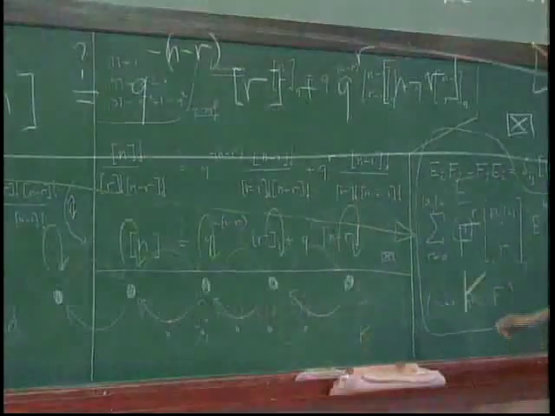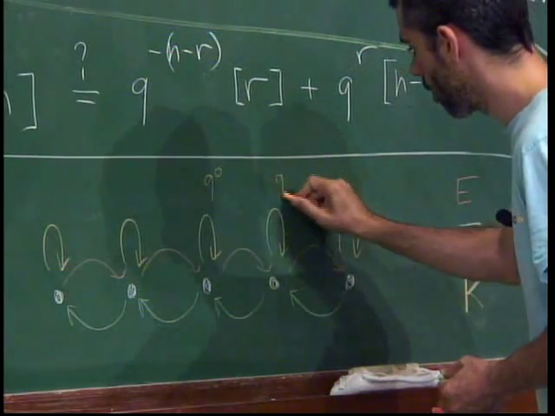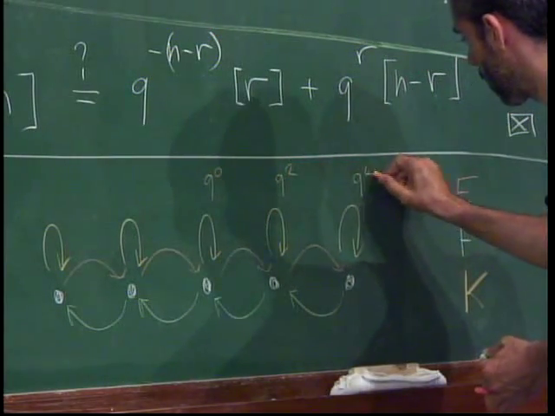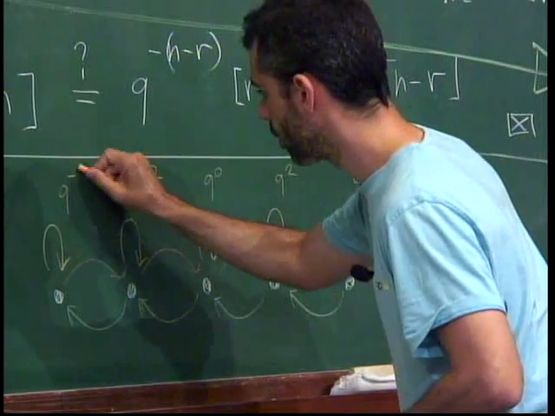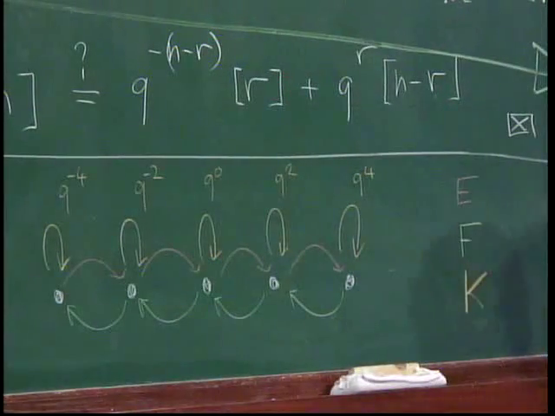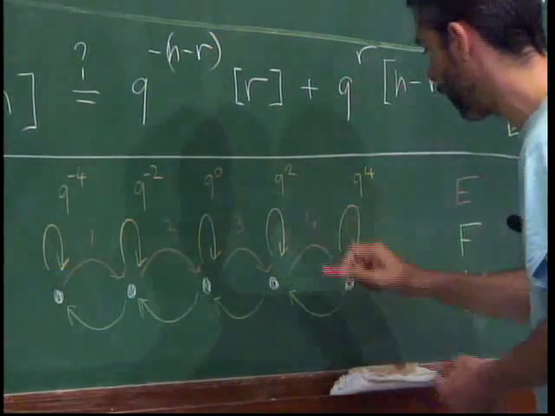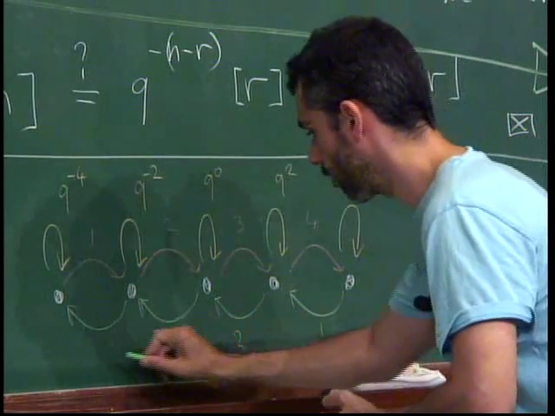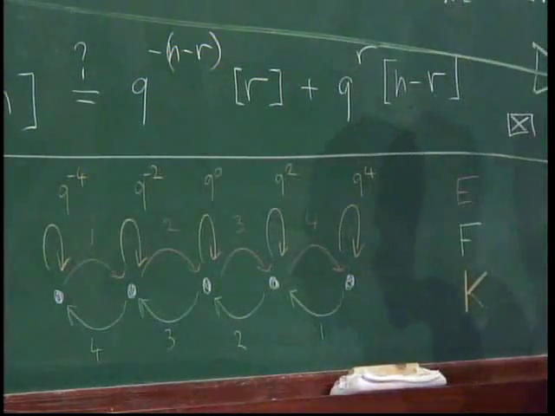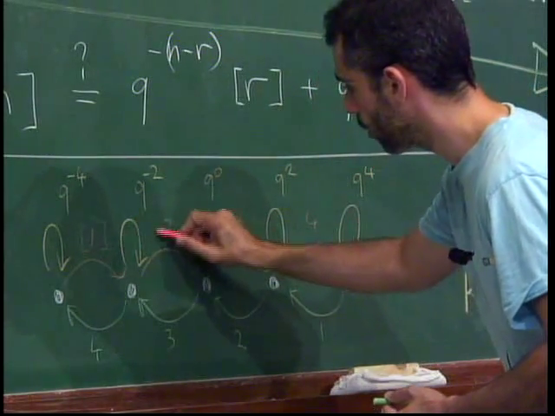So K acts by q to the 0, q squared, q to the 4th, q to the minus 2, q to the minus 4. E acts by, well, before it was 1, 2, 3, 4, and 1, 2, 3, 4. Well, now these get replaced by the q analogues.